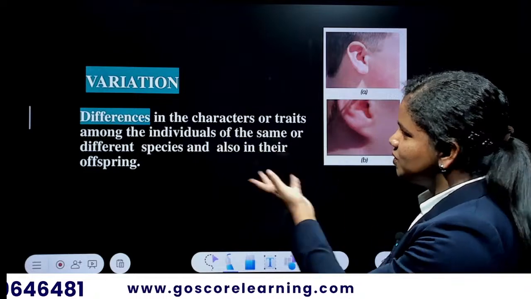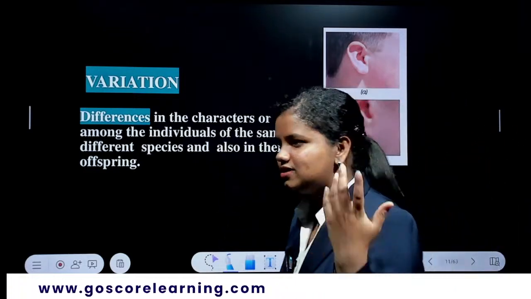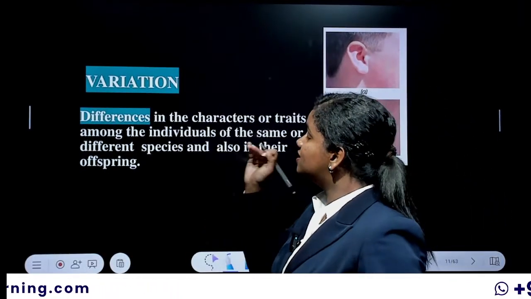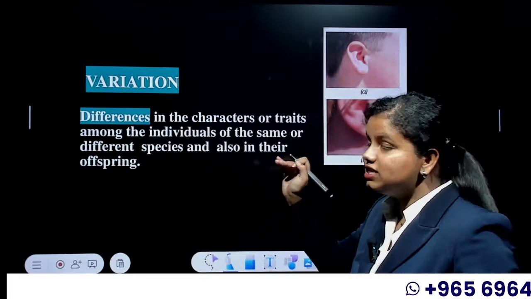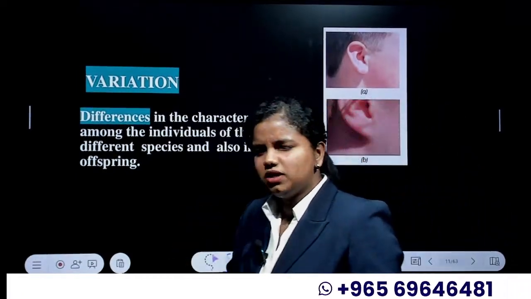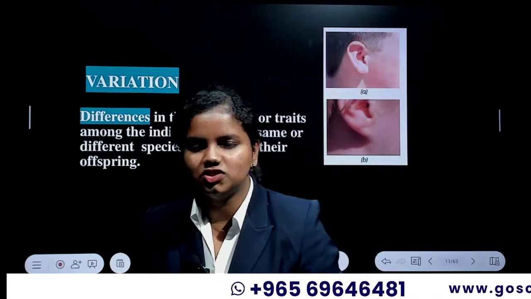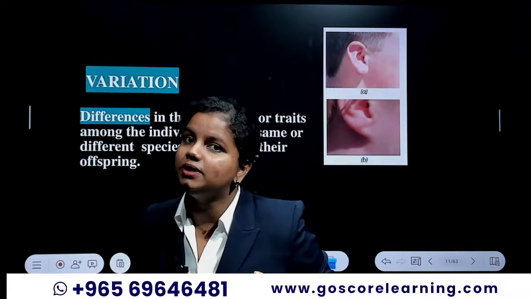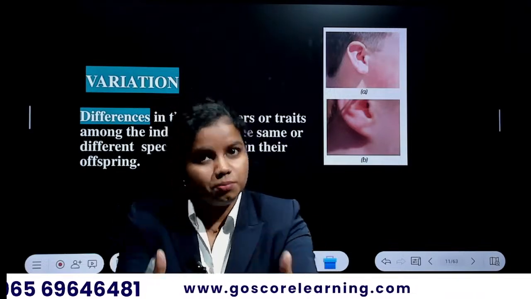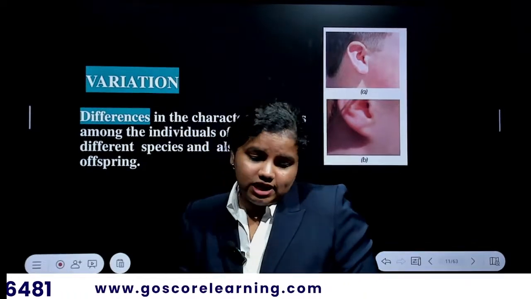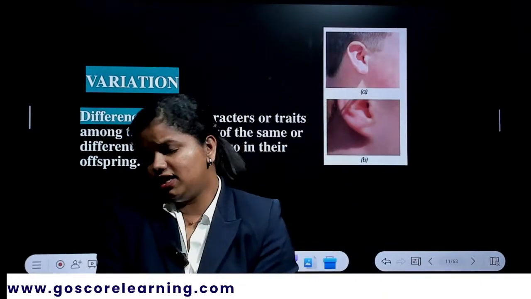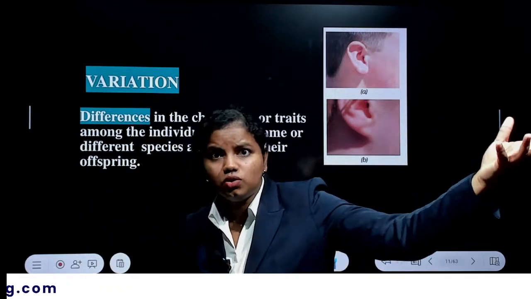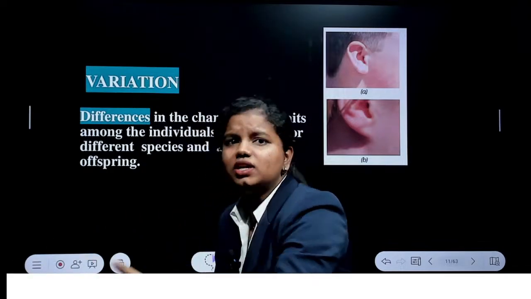Okay, let's go back. Variation is nothing but difference. What difference? It's a difference in the characters or traits among the individuals of same or different species, so in their offspring. What does that mean? It's nothing much, it's simple. Variation is nothing but difference that you can see in you and me. What makes me different from you is my variation. What makes a bacterium different from the next generation of that bacteria is its variation. What makes a fruit different from another tree's fruit is its variation.